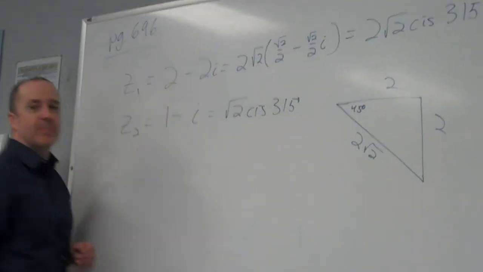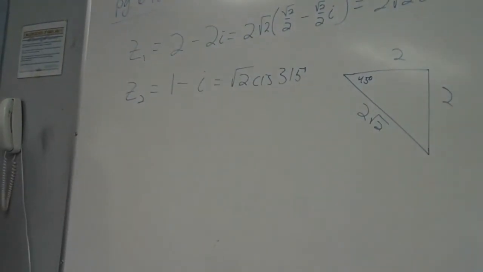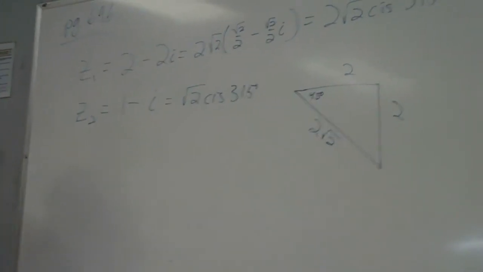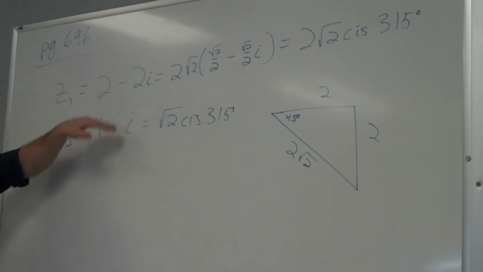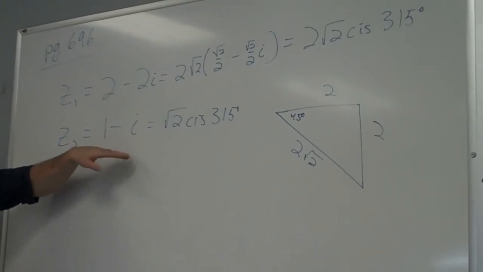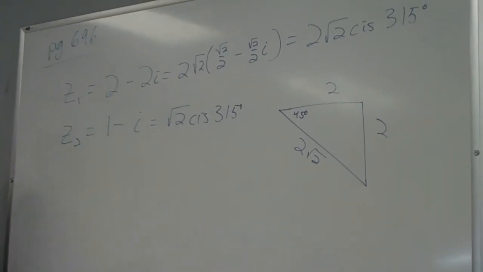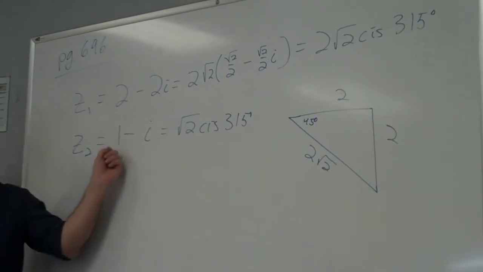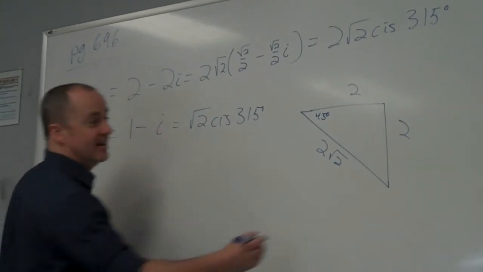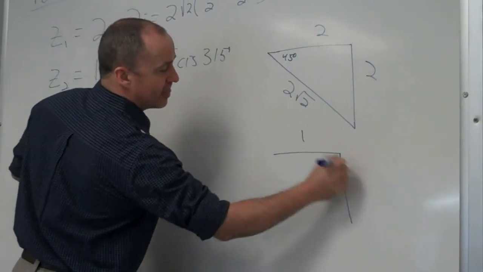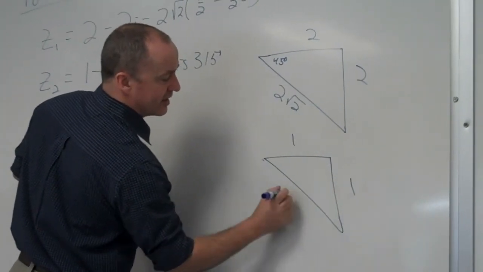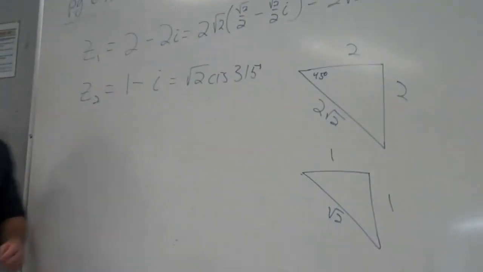If you didn't see that by being able to compare these as proportionate triangles or as proportionate complex numbers, then you have to draw another triangle with a positive leg of 1, and then a negative leg of 1, and then a root 2 hypotenuse.